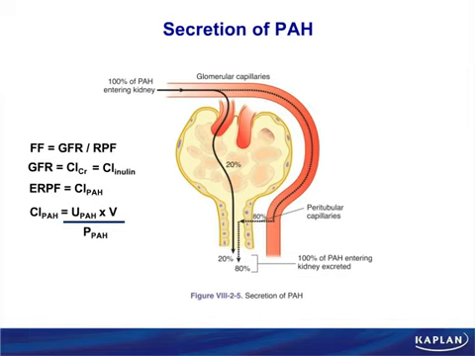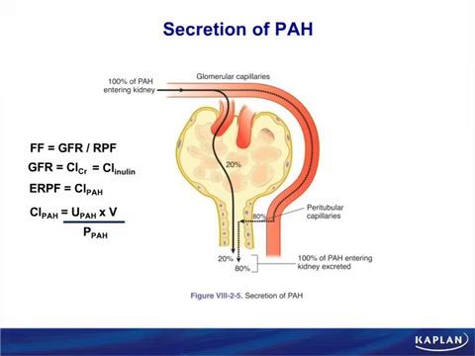So let's talk about what happens. What happens when the PAH carriers are saturated? What happens when you reach transport maximum and you're secreting at a constant rate? So let me give you some numbers. Let's say you have 10 milligrams of PAH in the renal plasma flow. 10 milligrams, that's it. That's a low concentration.